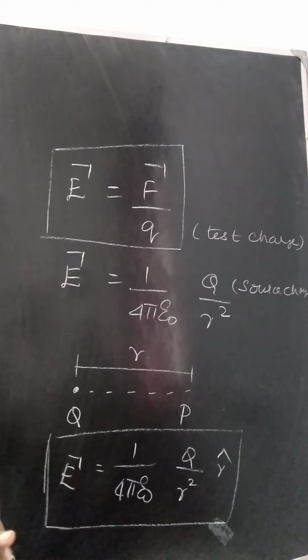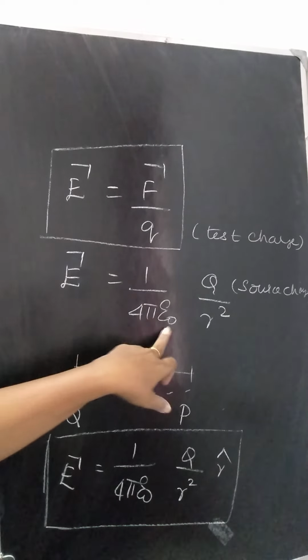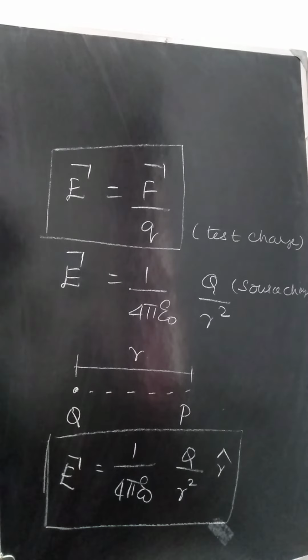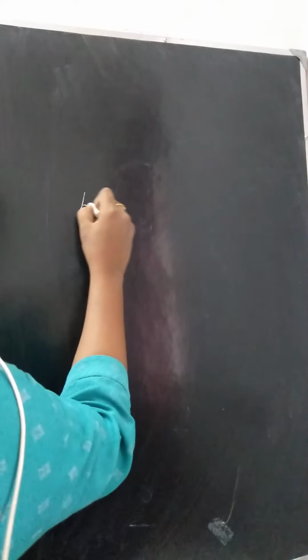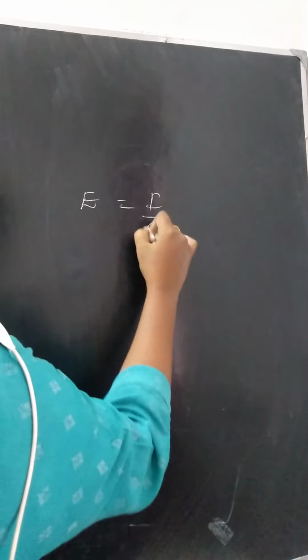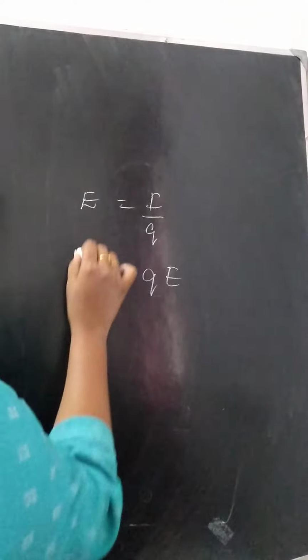Okay, so E vector is F vector divided by Q vector, and E is equal to 1 by 4 pi epsilon naught Q divided by R square. So this is what they have given in the book also. Can you see in the book? F is equivalent to 1 by 4 pi epsilon naught Q divided by R square into R cap, and F is equivalent to Q into E. What is the relation? This is what we did here, right? E is equivalent to F divided by Q means F is equivalent to Q into E.